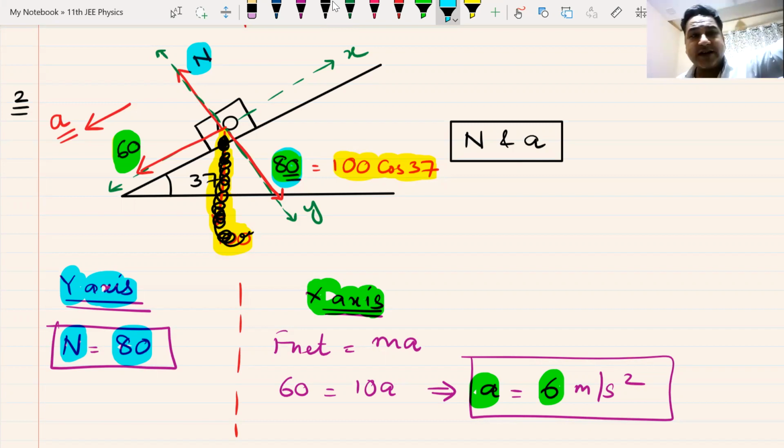There is no motion along the y-axis, so N becomes 80. There is motion along the x-axis, 60 becomes ma, 60 becomes 10a. Acceleration becomes 6 meter per second squared. That is the answer that I was looking for. 8 people have understood this. I'm trying for others to come up.